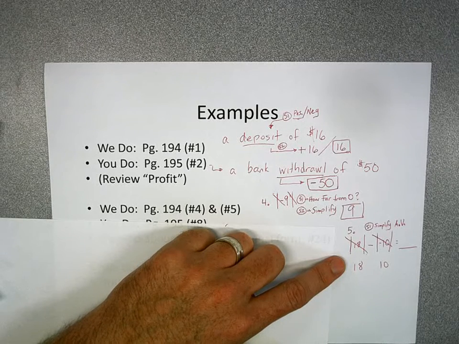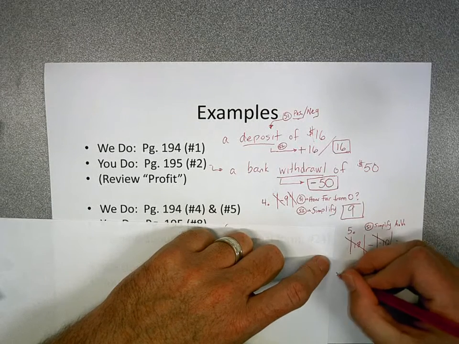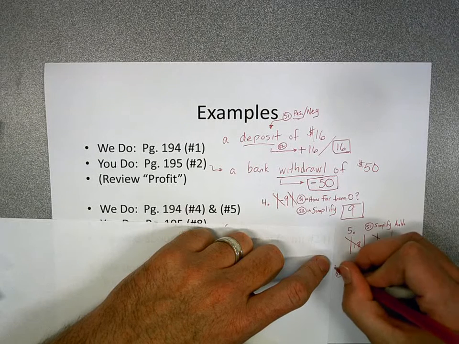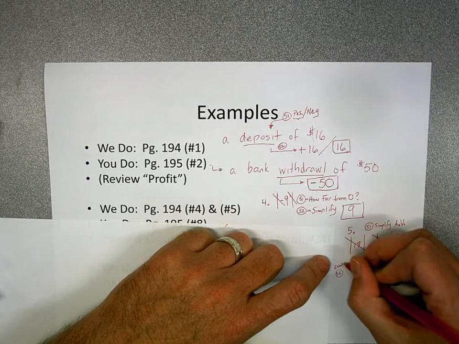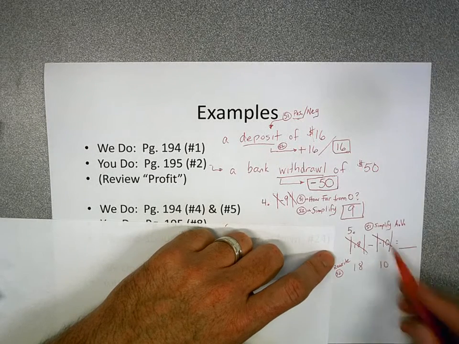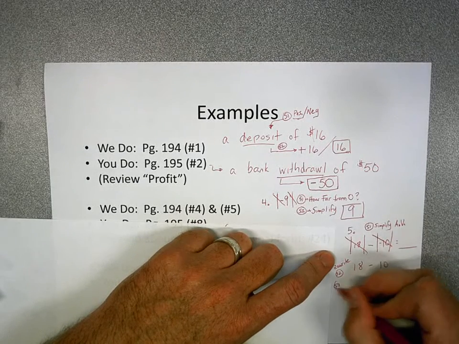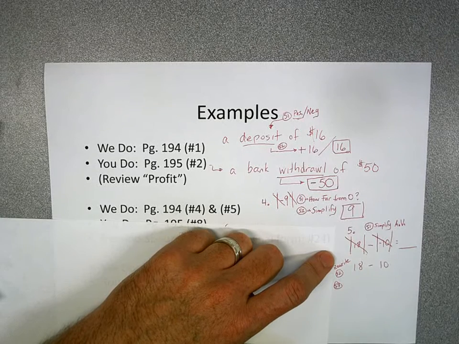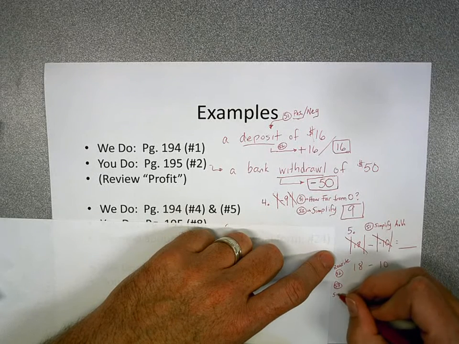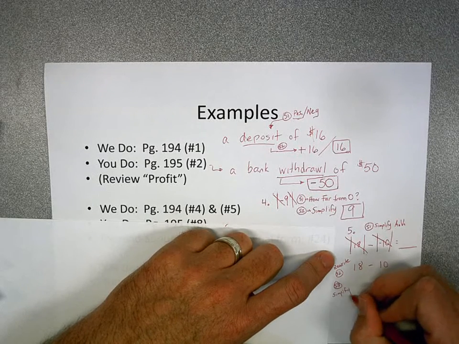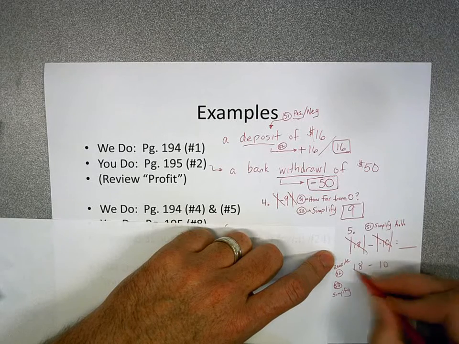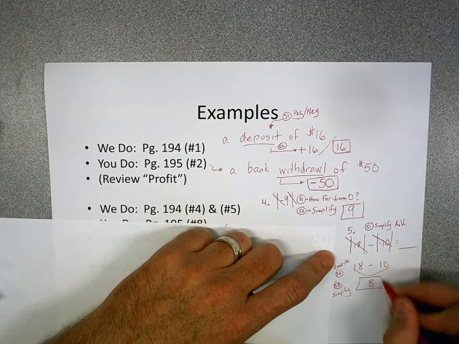Okay, now step 2, it's a very simple thing, but it's very crucial you do this, and that's to rewrite the problem. Well, in this case, we're only bringing down the subtraction sign. And then if there are no other absolute value lines left, we're going to simplify the last part of the problem. So step 3, 18 minus 10 is 8, and we have our answer.